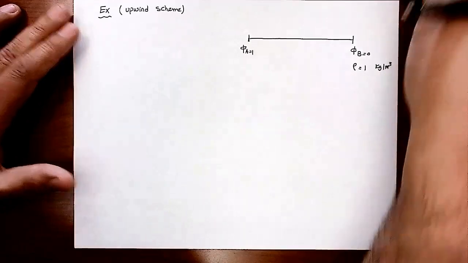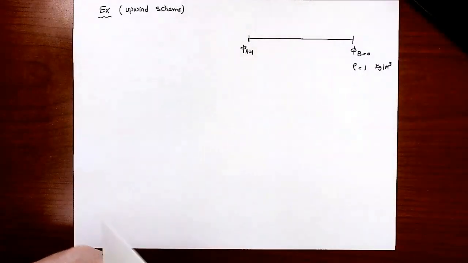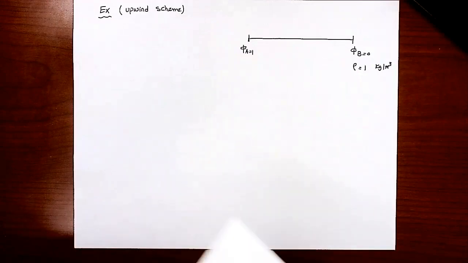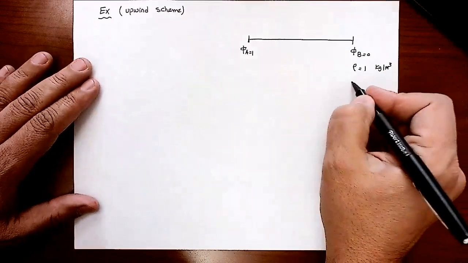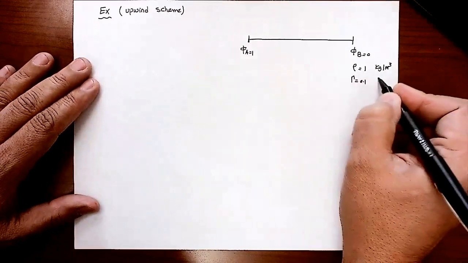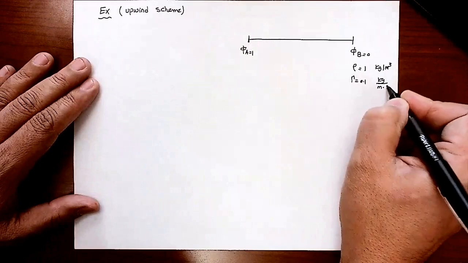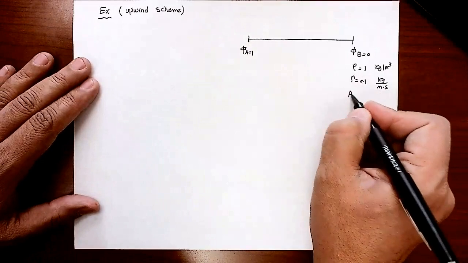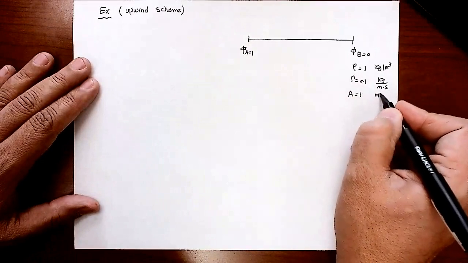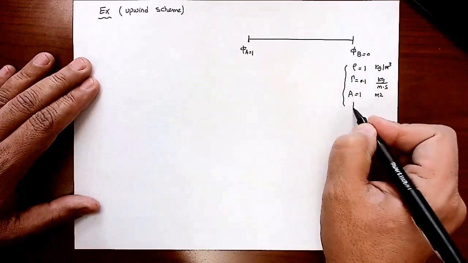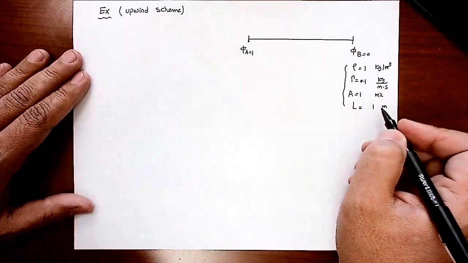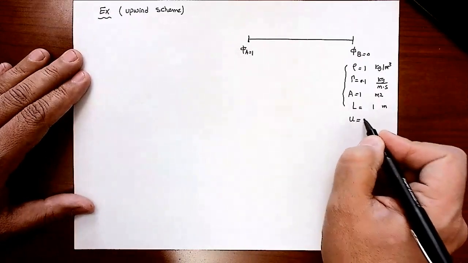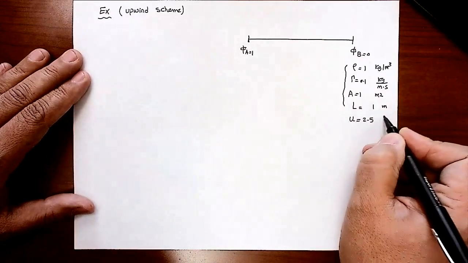And we had the kappa value. I'm just going to recall these values here. The kappa value is equal to 0.1 kilogram per meter second. And we had A equal to 1 meter square. These are the conditions. The total length of the domain is 1 meter. Then I'm going to pick the case when the velocity was actually 2.5 meter per second.